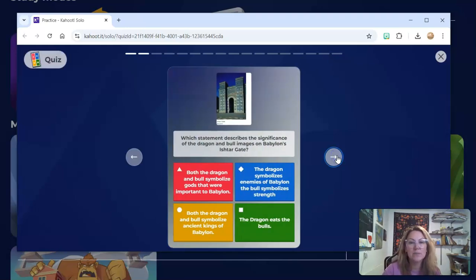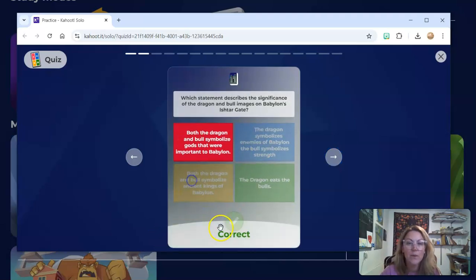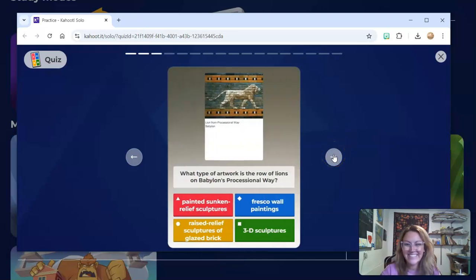Which statement describes the significance of dragon and bull images on the Babylon Ishtar Gate? So the dragon and bull images on Babylon's Ishtar Gate are both important to Babylon. All right, so that would be right here. Both the dragon and bull symbolize gods that were important to Babylon.